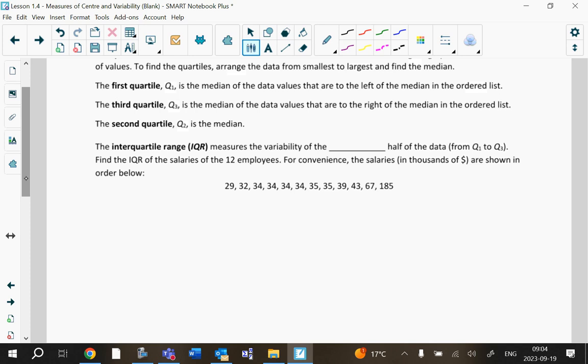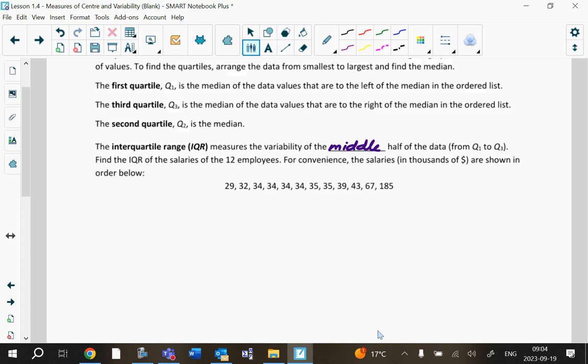The interquartile range measures the variability of the middle half of the data. So it's the distance from the first quartile to the third quartile. Notice that in order to calculate the interquartile range, or we call it IQR, we work with the median. Standard deviation goes with mean, interquartile range goes with median.